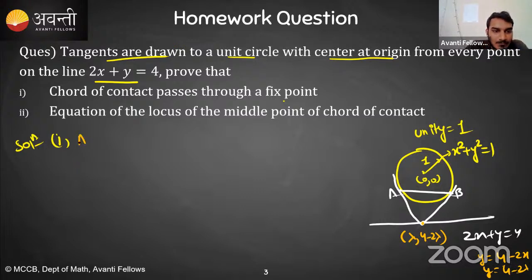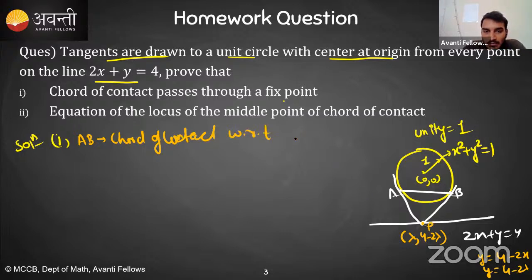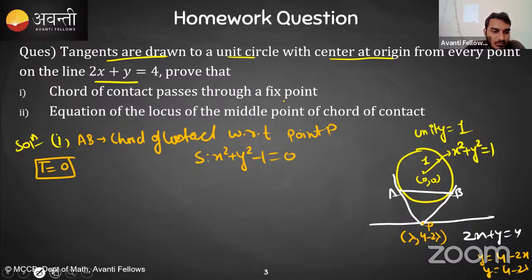So AB is a chord of contact with respect to point P. Then tell me the equation of the chord of contact. The equation of the chord of contact is nothing but T is equal to 0. What is the circle? The circle is x square plus y square minus 1 is equal to 0.